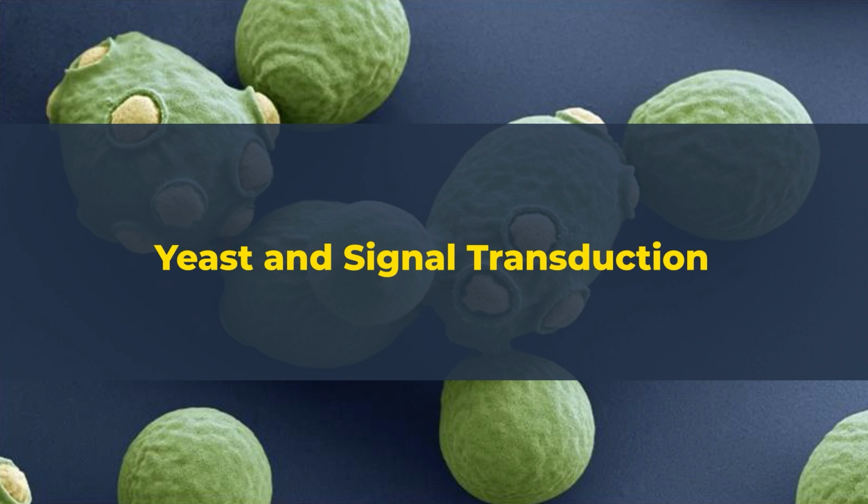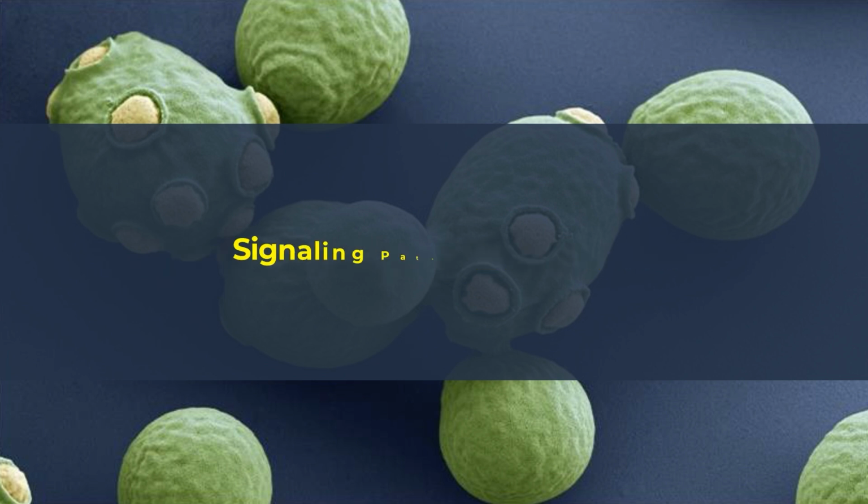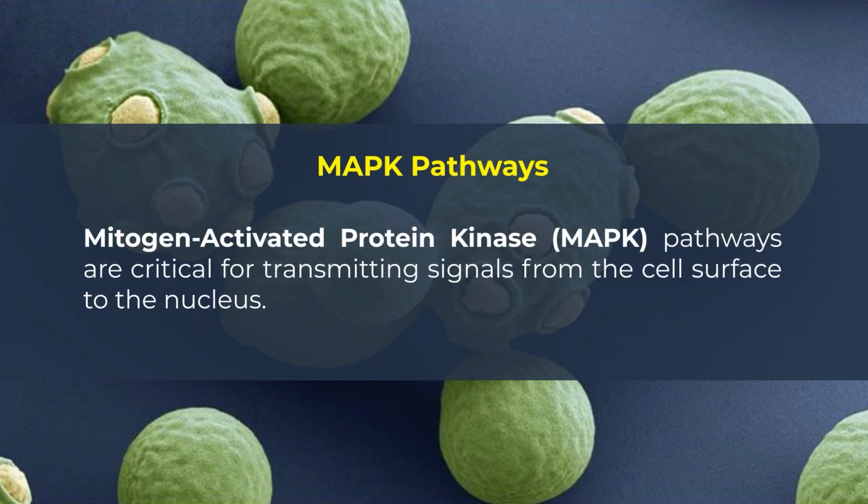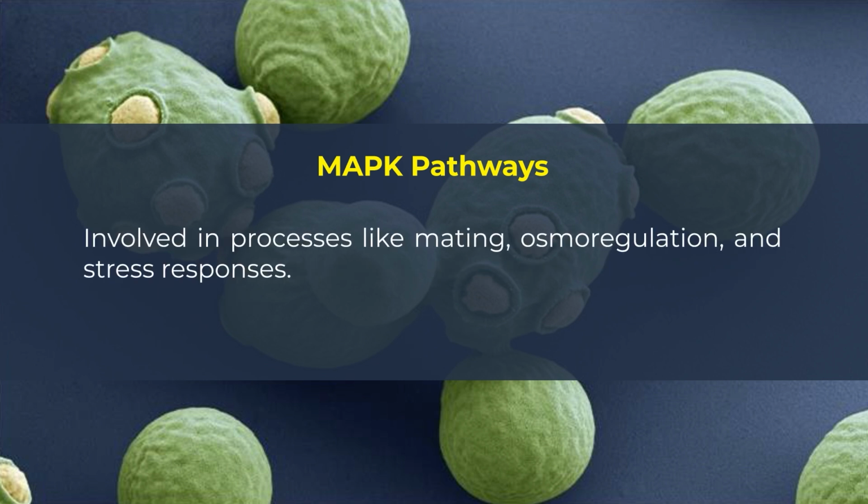Now let's talk about yeast and its signal transduction. What are the different signaling pathways in yeast? First is the MAPK pathway. The mitogen activated protein kinase or MAPK pathways are critical for transmitting signals from the cell surface to the nucleus. It is involved in processes like mating, osmoregulation, stress responses.